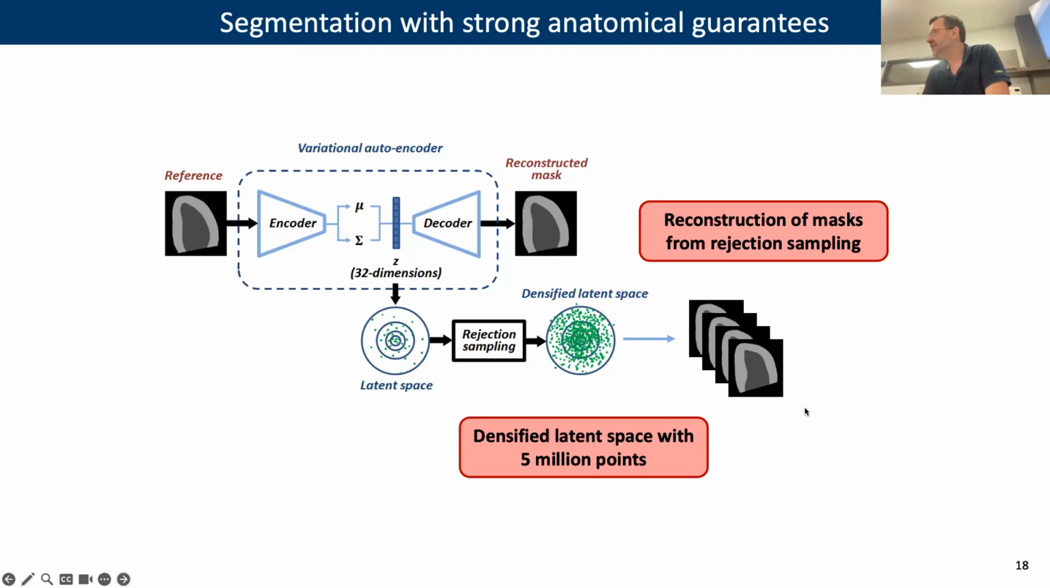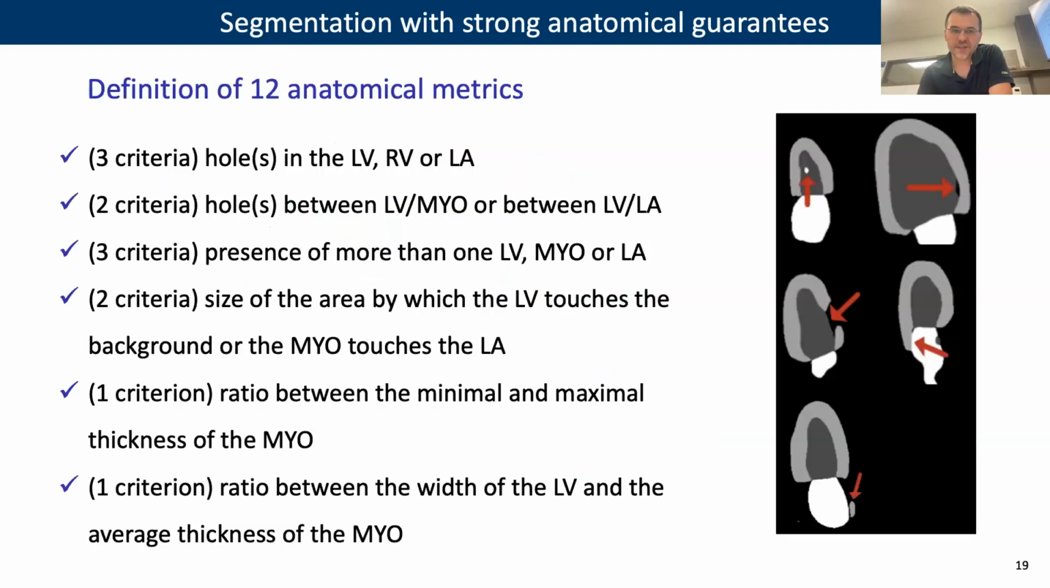But we have no guarantee that the anatomical correctness will be guaranteed. So we needed to do a second step. We define 12 anatomical metrics. So nothing that we have to differentiate to be integrated as a loss.